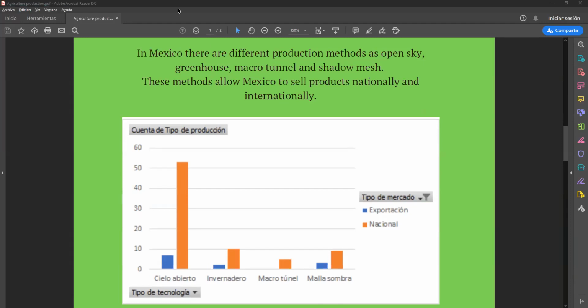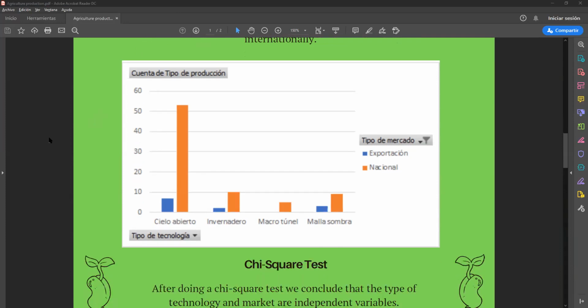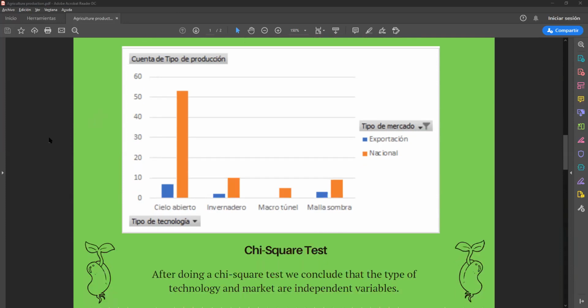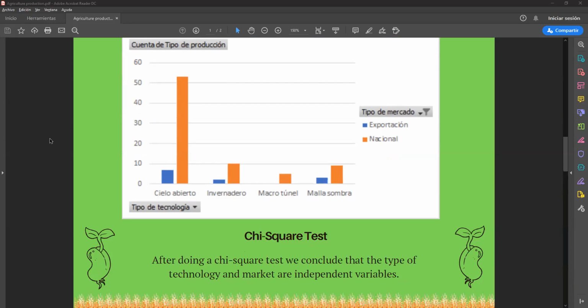After doing the test, we obtained a chi-square of 7.815. So we conclude that we accept the null hypothesis, and then the variables are independent from each other.